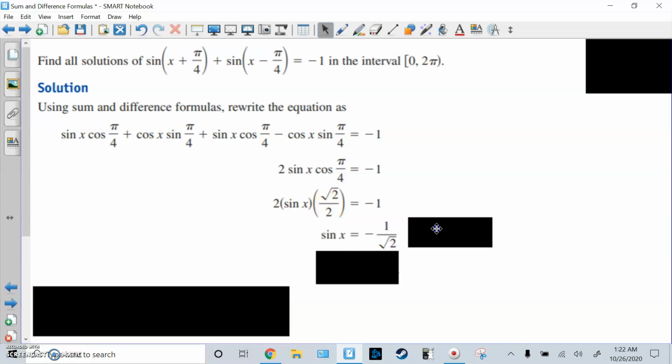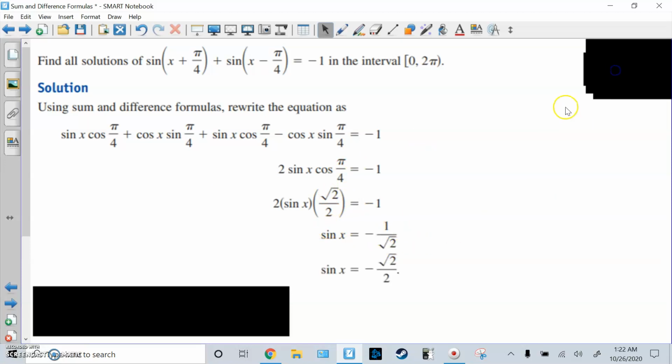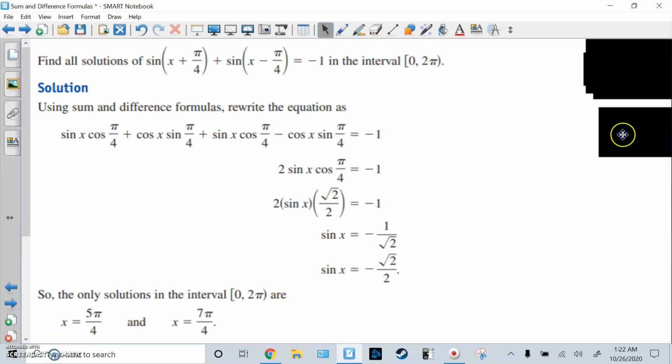So this is sine x root 2 equals negative 1. Divide both sides by root 2. Then rationalize that. So where is sine of x negative root 2 over 2? You should know in the unit circle it's 5 pi over 4, 7 pi over 4, because we're in quadrants 3 and 4. That's for 0 to 2 pi. If I wanted all solutions, I'd add 2 pi n to each.